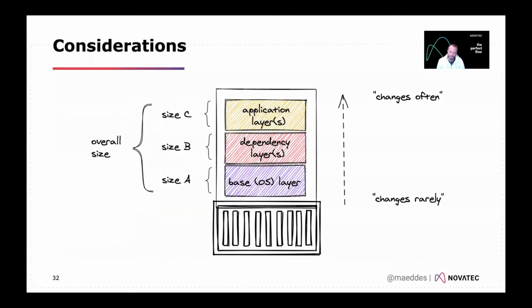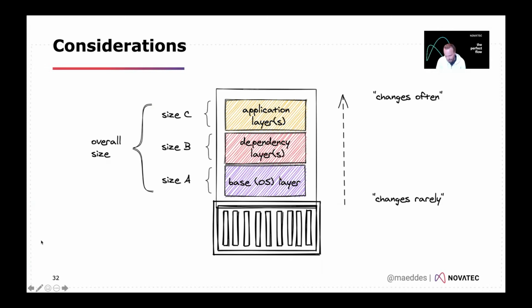Now, what I see, however, very often is that people try to optimize for speed and size without looking at the details much. If you look at an image, as I said before, it consists of layers, where on the bottom you have the base operating system, then dependencies on top, and then most likely your application on the top level. The overall size is, of course, the sum of all the parts inside.